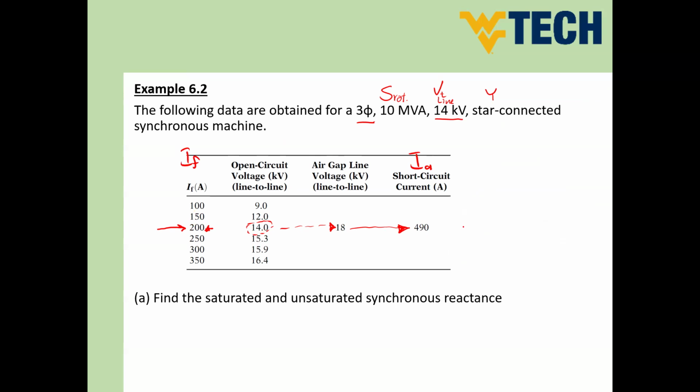Simply, we can say that Z saturated equals this volt divided by root 3, because it's Y connected and we need to get the phase value. So 14 kilovolt divided by root 3, over the corresponding short circuit current, 490 ampere. This would provide the impedance at saturation. If you would like to calculate the impedance of the unsaturation, you can use the 18 kilovolt. So you can say 18k divided by root 3 in order to be the phase value, divided by 490. This would provide the synchronous reactance, the unsaturated value.